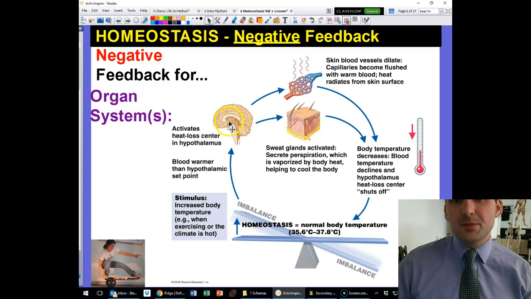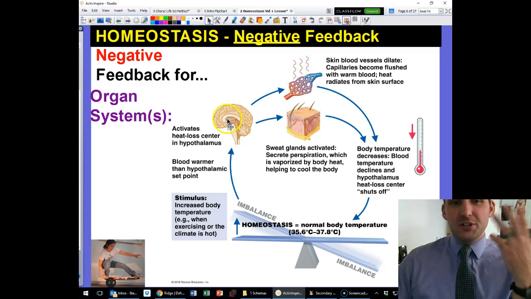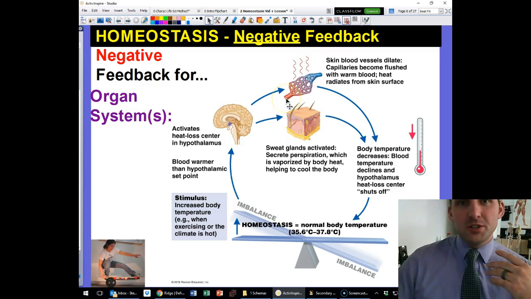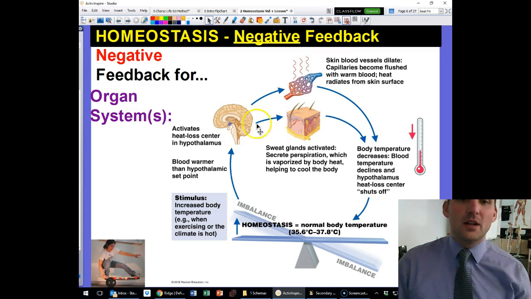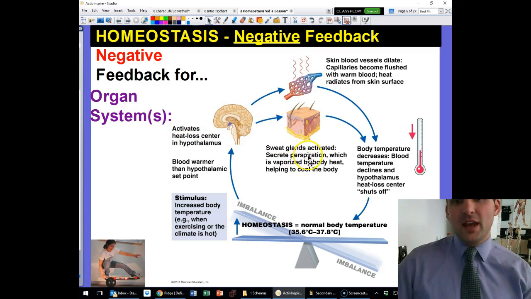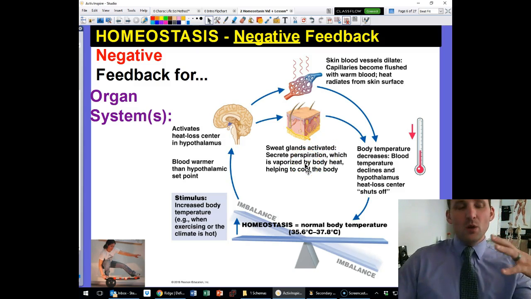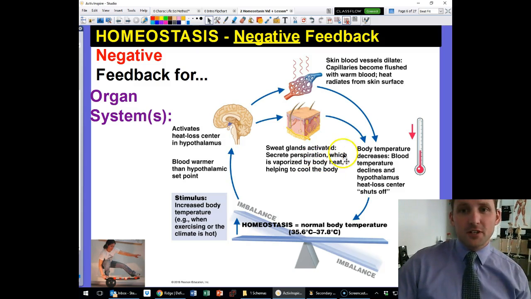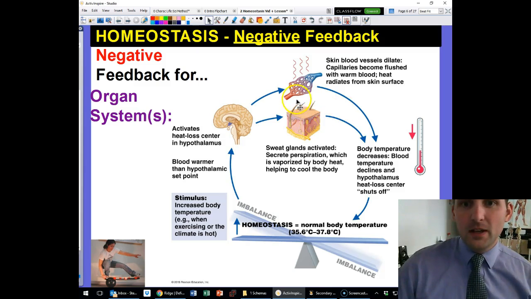So hypothalamus is the receptor and it's the control center. So it's the receptor in your brain, and it controls the output of how your body's going to get back to equilibrium. So the heat loss center in the hypothalamus is stimulated. So your hypothalamus is starting to want to lose heat. You do that in two ways. Your sweat glands are activated, and that perspiration, that sweat, is vaporized by body heat. And when that water evaporates, then heat is pulled with it in a really efficient way. So sweat is incredibly important.